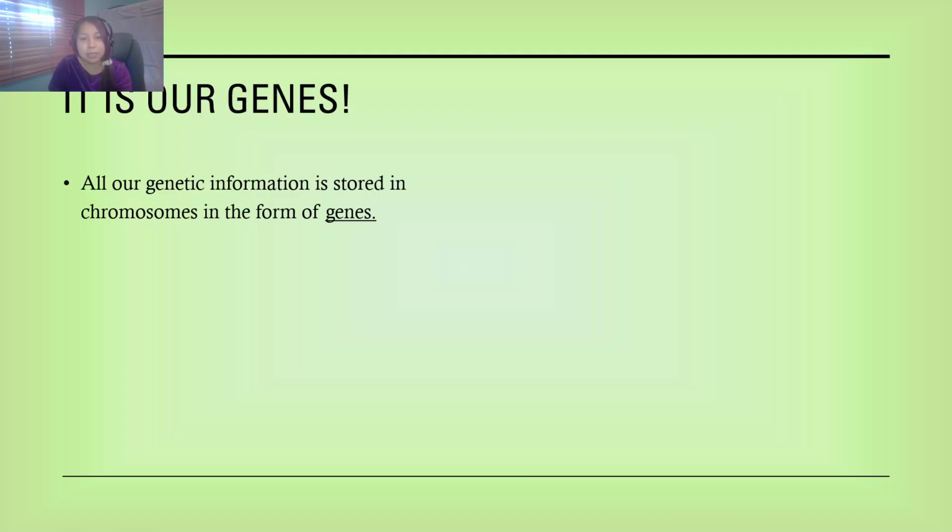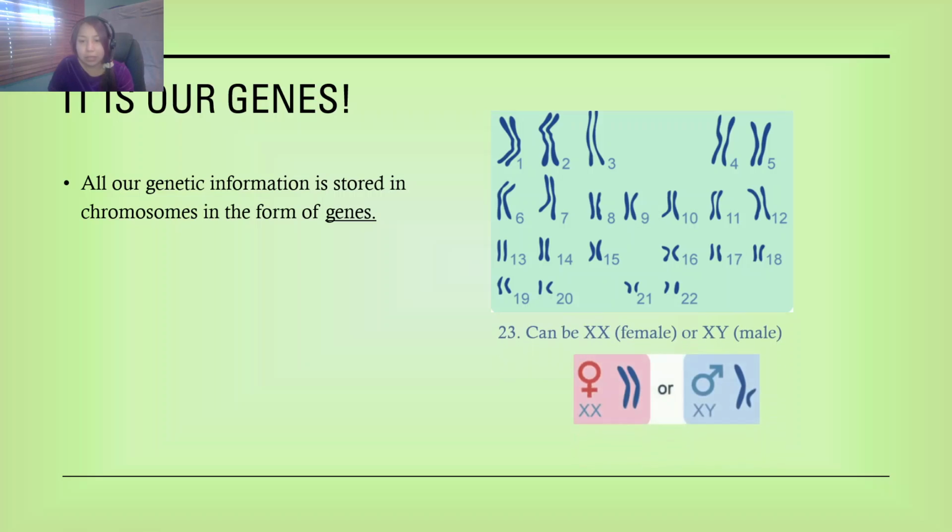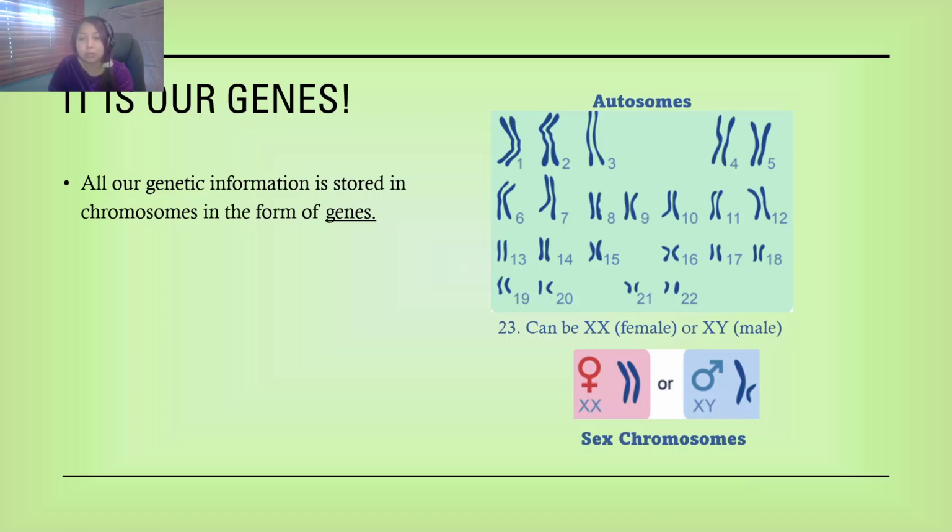All our genetic information is stored in chromosomes in the form of genes. And we have 23 pairs of chromosomes. But as for the 23rd, this can be either XX, standing for female, or XY, for male. And these can be further subdivided as autosomes and sex chromosomes.